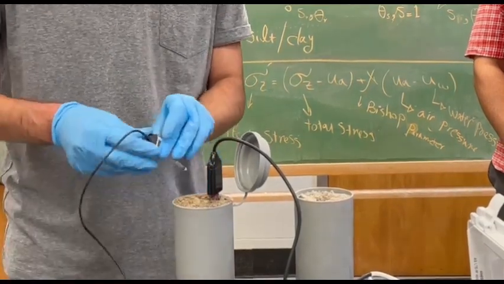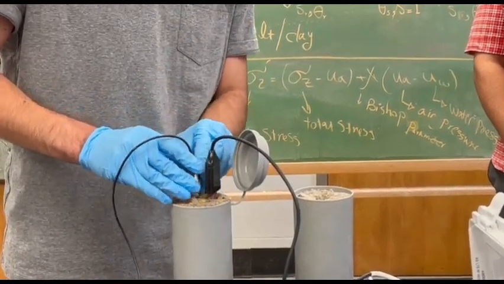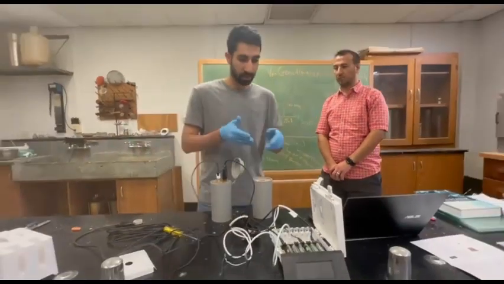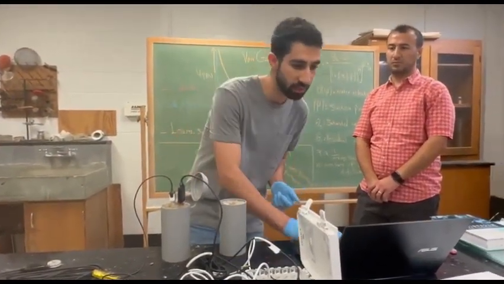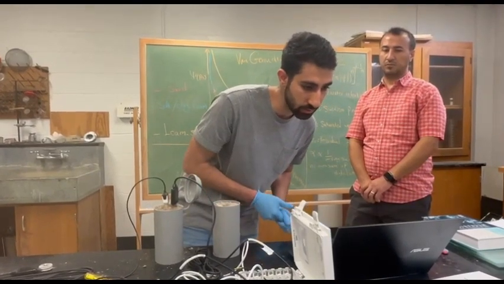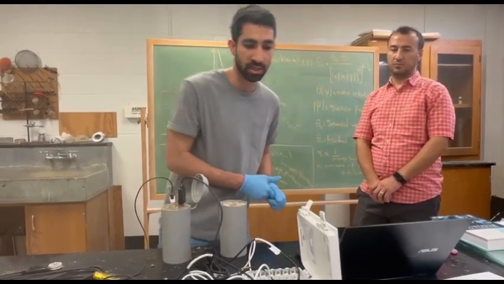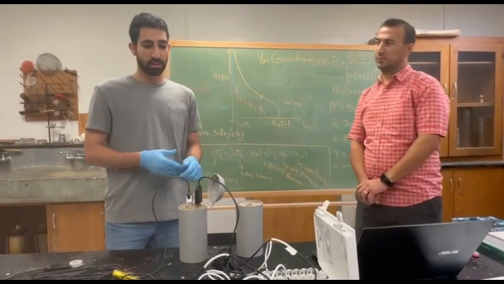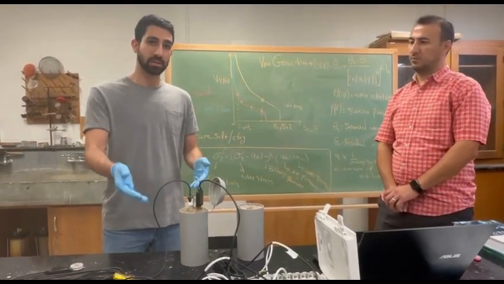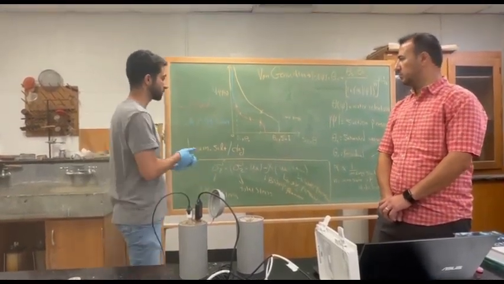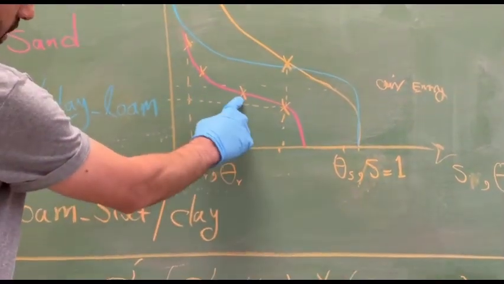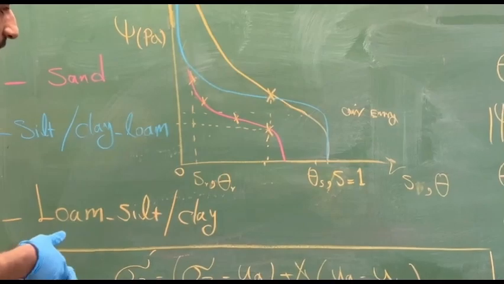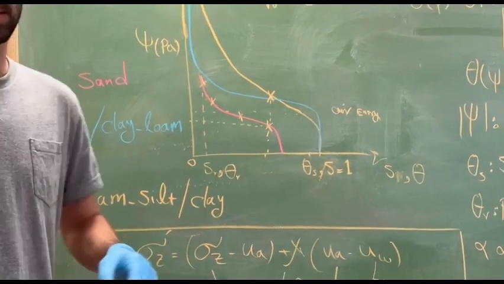So by inserting these sensors inside the soil sample and connecting these sensors to the data logger and to the computer, we can read the matrix suction and moisture content at this level. So we repeat this process for different water contents, so we can get suction at different water contents, and finally we can come up with the whole SWCC curve.